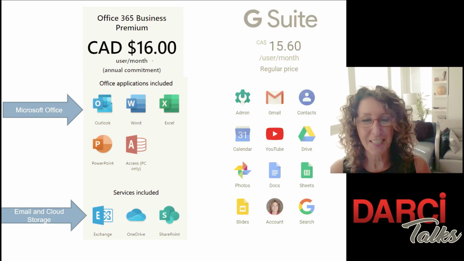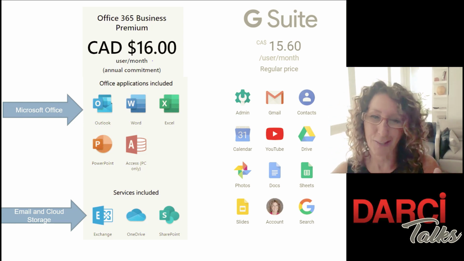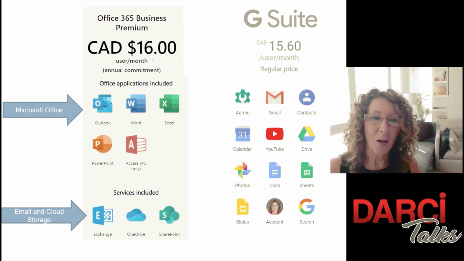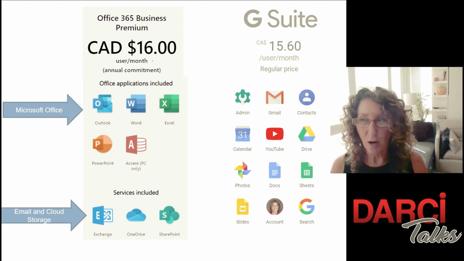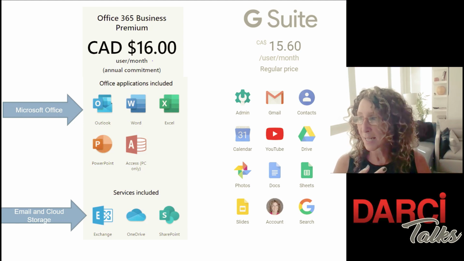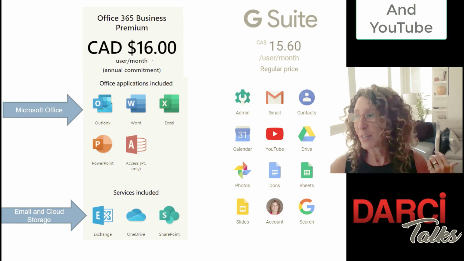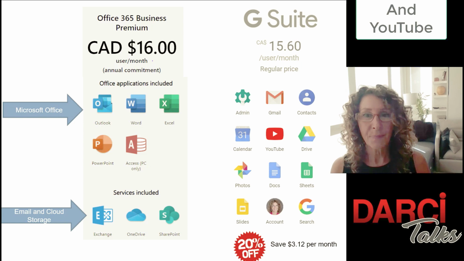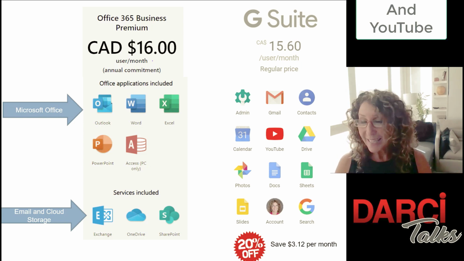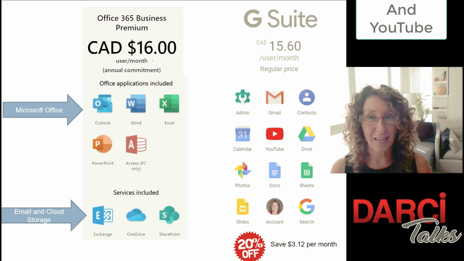I don't know why it's $15.60 Canadian. Again, it's about $13 US. You get a whole bunch of things. You get Google's version of Microsoft Office Suite, which is Docs, Slides, and Sheets. And you get a terabyte of storage on Google Drive, which is amazing. And I've talked to them because I think it's the only thing that agents need to use right now when you're talking about business email addresses.